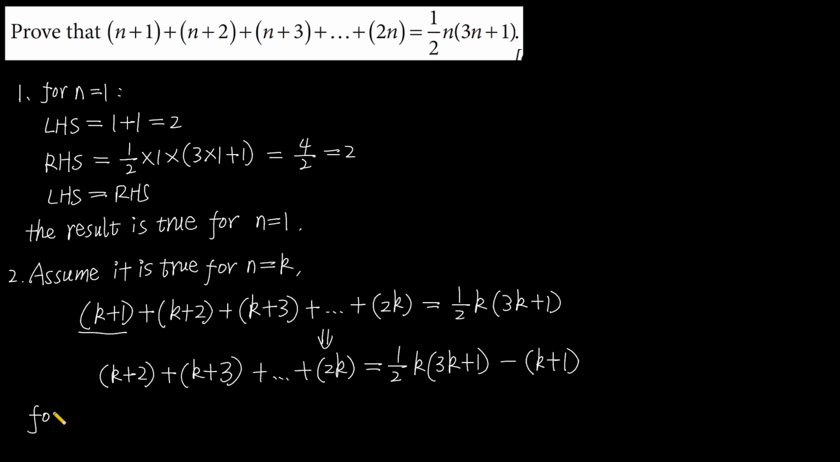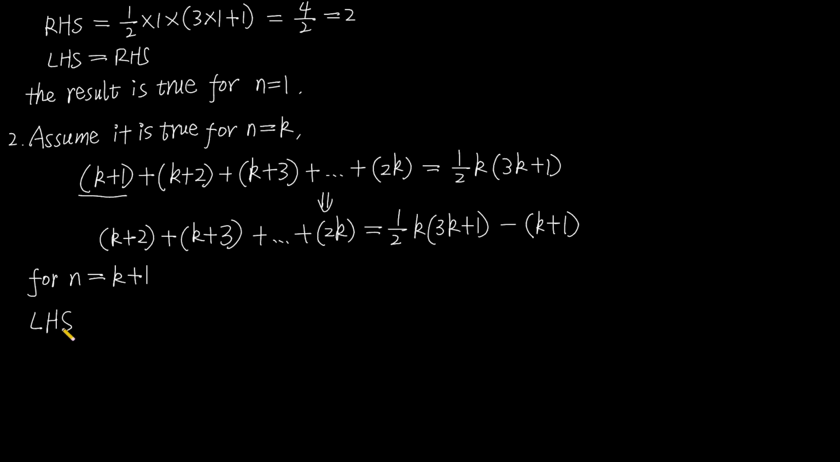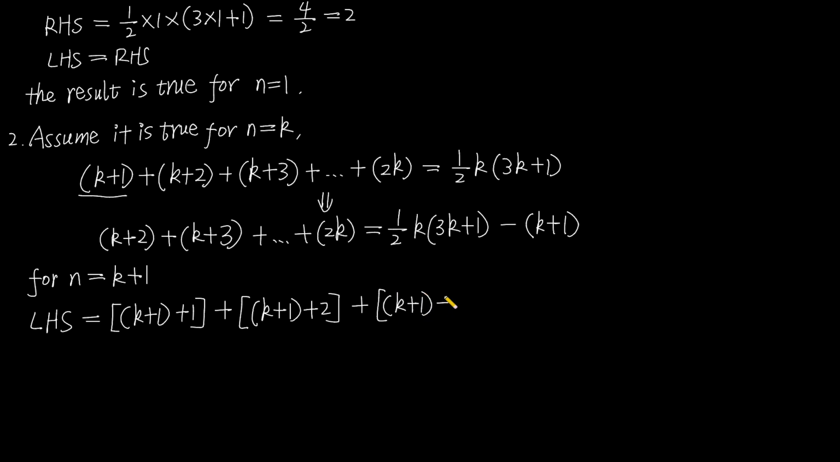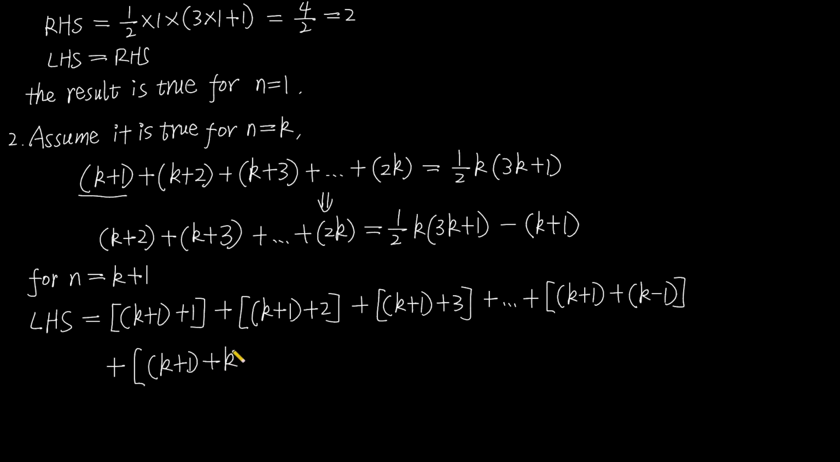So for n equals k plus 1, the left hand side equals k plus 1 plus 1, plus k plus 1 plus 2, plus k plus 1 plus 3, plus k plus 1 plus k minus 1, plus k plus 1 plus k, plus k plus 1 plus k plus 1.